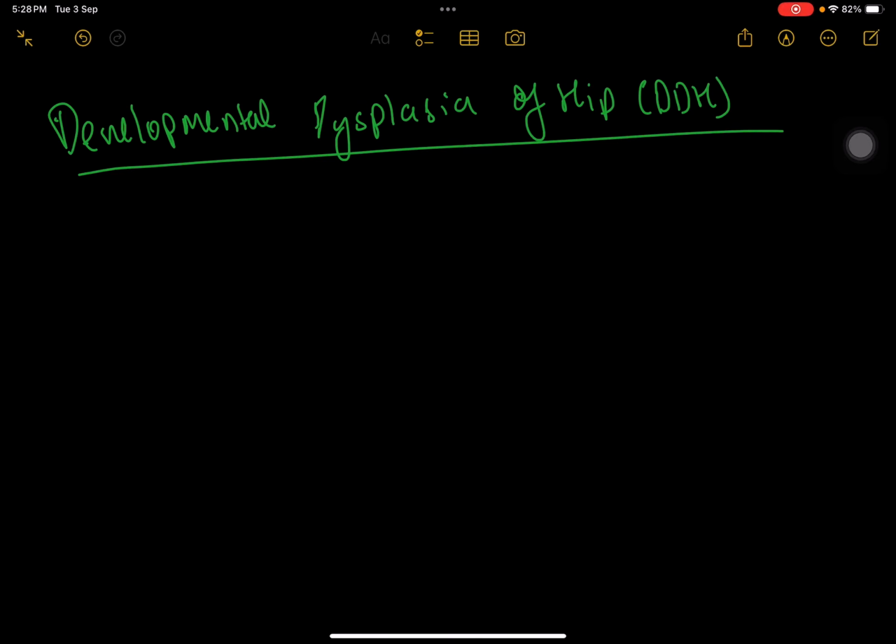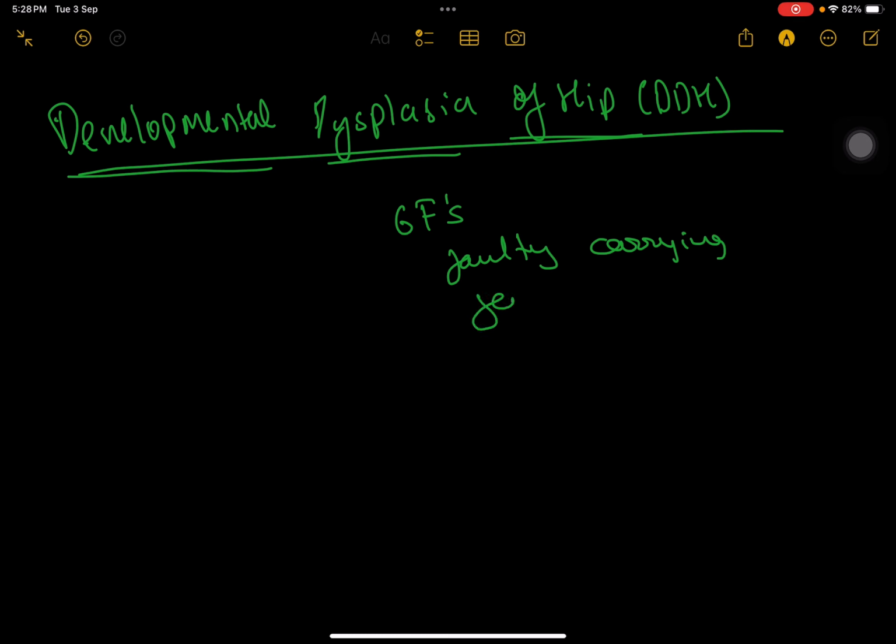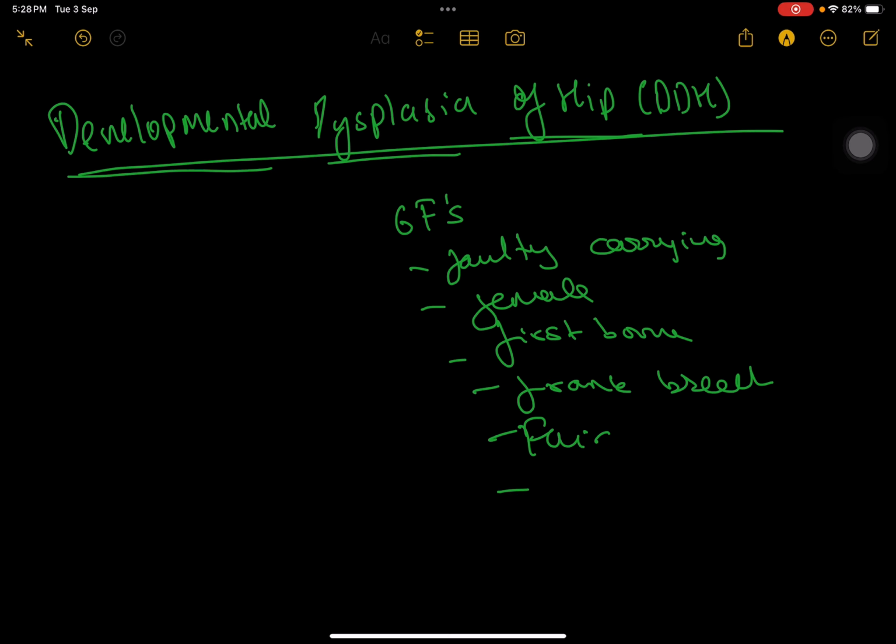So developmental dysplasia of hip is a condition where, whenever we talk about developmental dysplasia of hip, there's 6 F's. Okay, so one is faulty carrying, female, firstborn, firstborn female, frank breech, fair, and family history.